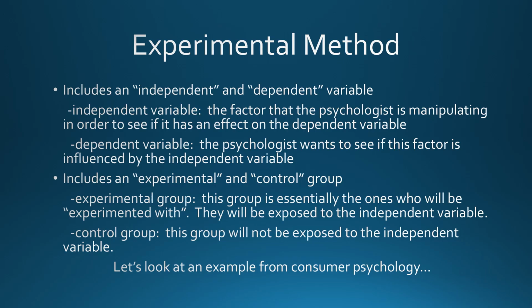The experimental method includes an experimental and a control group. The experimental group will essentially be the ones who will be manipulated or experimented with. They will be exposed to the independent variable. The control group will not be exposed to the independent variable. So I know those can be complicated concepts to understand, so let's look at an example from consumer psychology.